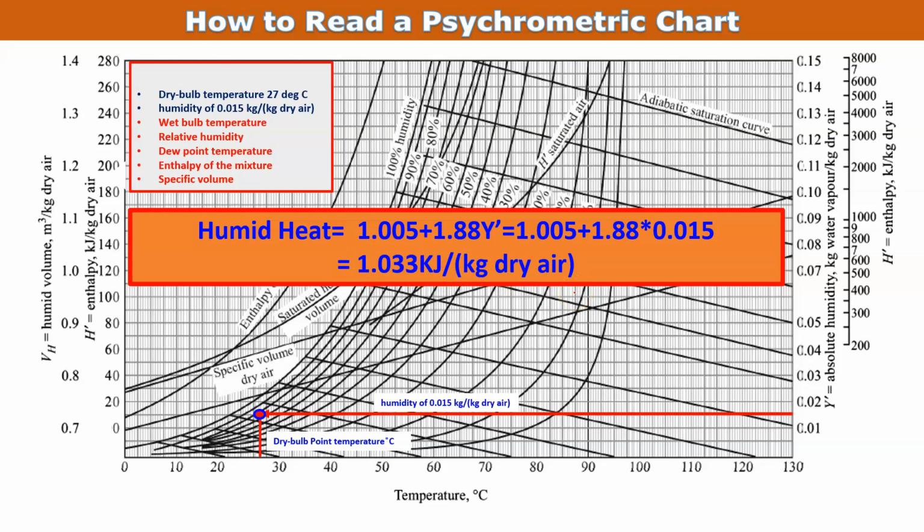I hope you understood how to get all the properties of air from the psychrometric chart. Remember, if you know 2 properties of air, you can easily find out another 5 properties. In the psychrometric chart, 7 properties are actually given. So if you know 2 properties, the other 5 properties you can easily get from the psychrometric chart. That's it. Thank you.